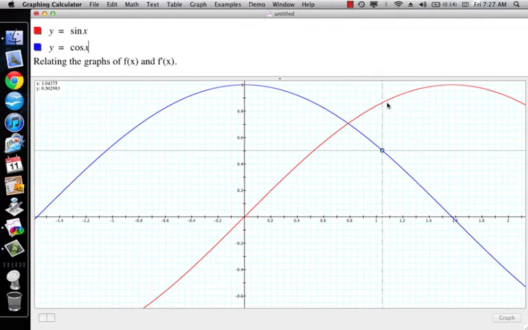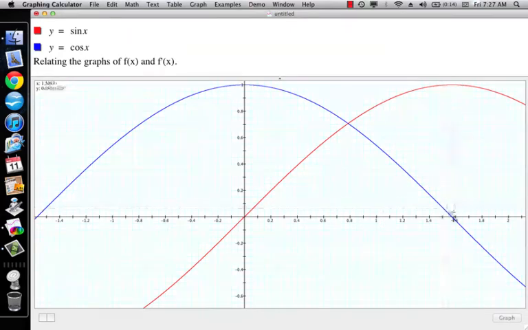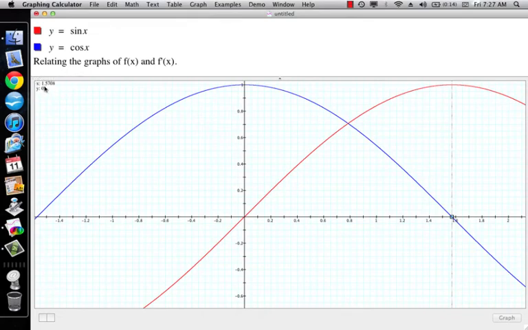So over 2 up 1 gives me a slope of 0.5. The blue line tells me that the slope at that point is 0.5. All right. And then also you'll just notice here, if I zoom in there, that value is 1.5708. And if you know your trigonometry, if you multiply that by 2, 1.5708 times 2, you get 3.14.